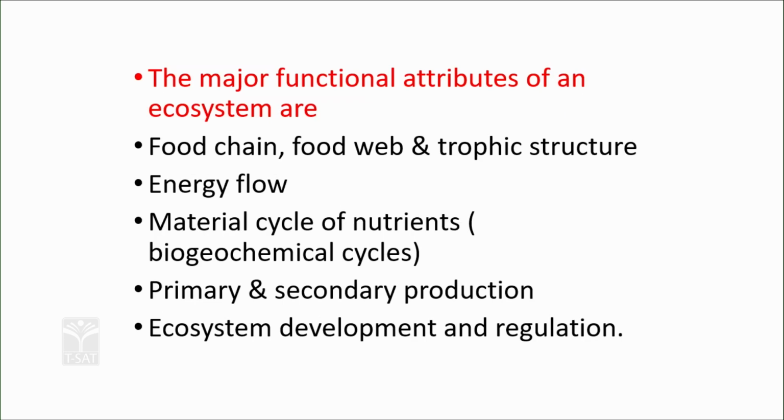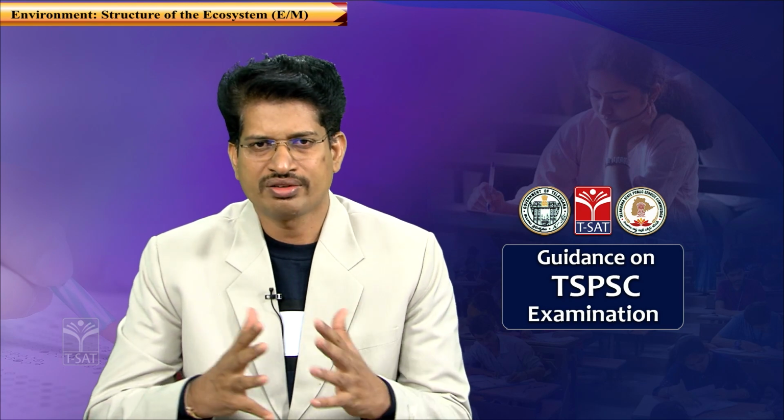The major functional attributes of an ecosystem are food chain, food web, trophic structure, energy flow. This ecosystem structure is responsible for the flow of matter, the flow of energy, and the cycling of materials in terms of nutrient cycles of nitrogen, water cycle, phosphorus cycle, etc., from one trophic level to another through primary and secondary production. So, this helps in regulating the ecosystems. These are all the different attributes of an ecosystem.